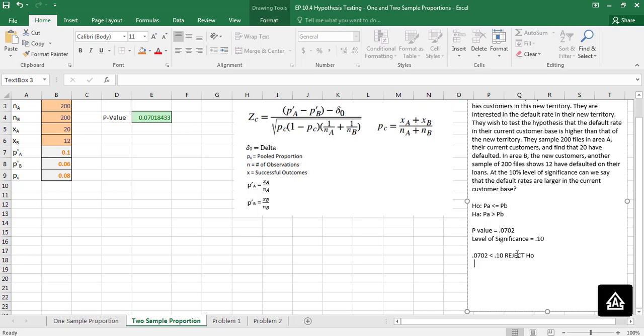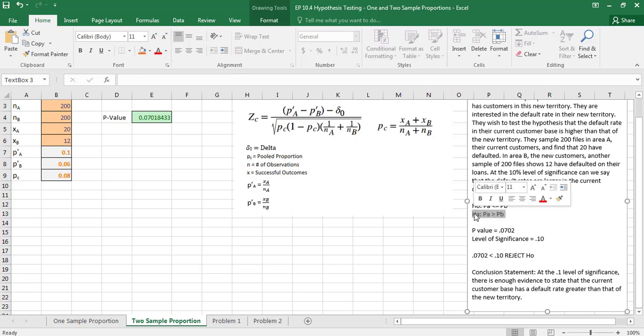So our conclusion statement this time is that at the 0.1 level of significance, there is enough evidence to state that the current customer base has a default rate greater than that of the new territory. So there was enough evidence to state that the alternative hypothesis is more likely. So we rejected the null hypothesis and said the default rate is greater in our current customer base than in the new territory.